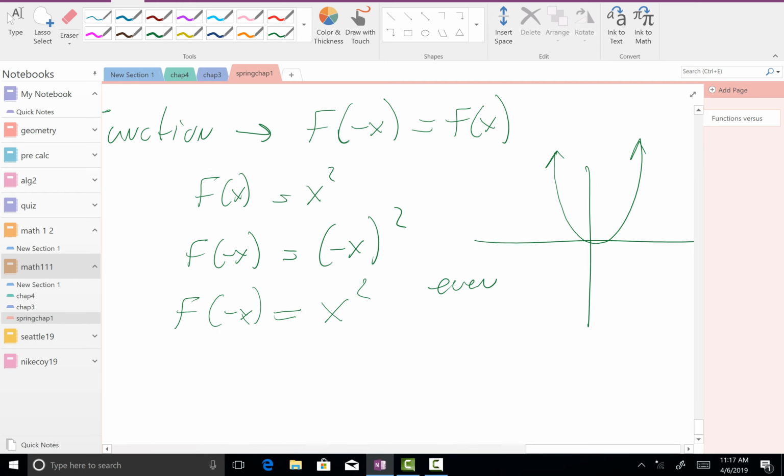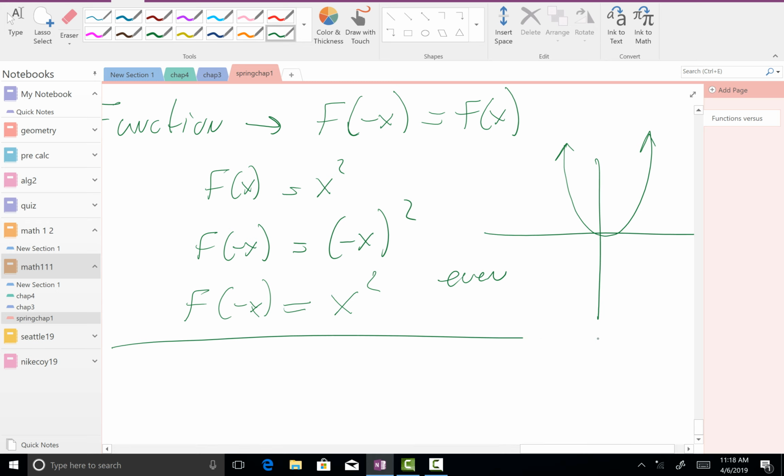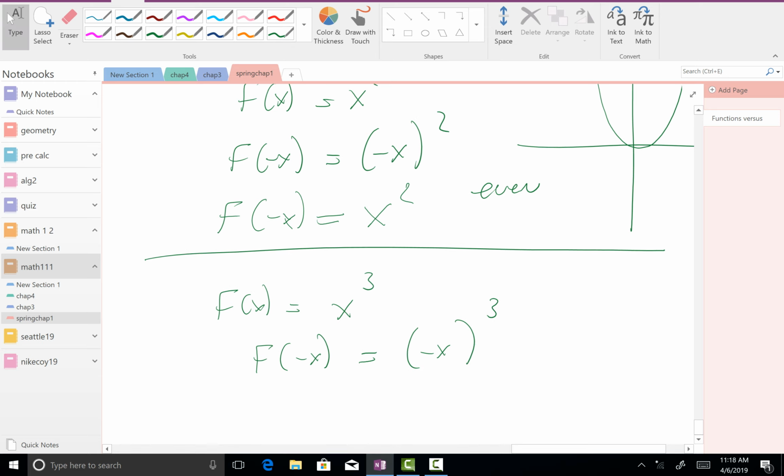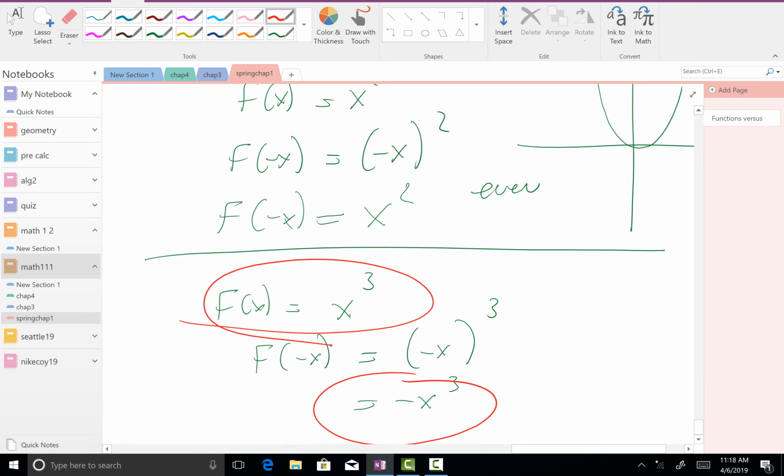If I go with f of x equals x cubed, and I check to see what this does, notice that I'm putting the whole negative inside with the cube. Then I get this. So the question is, is this the same as that? Are these two things the same?